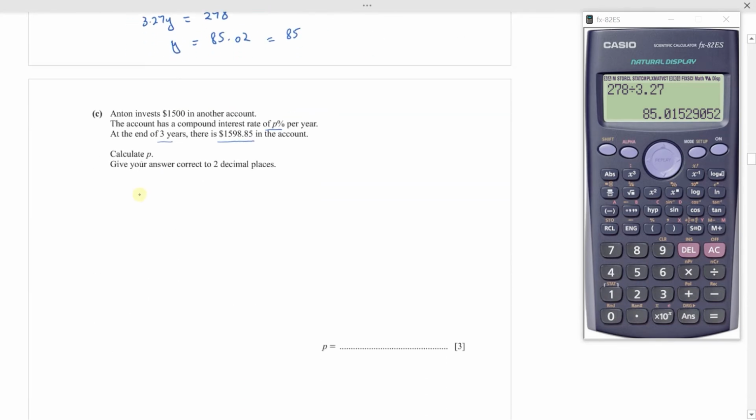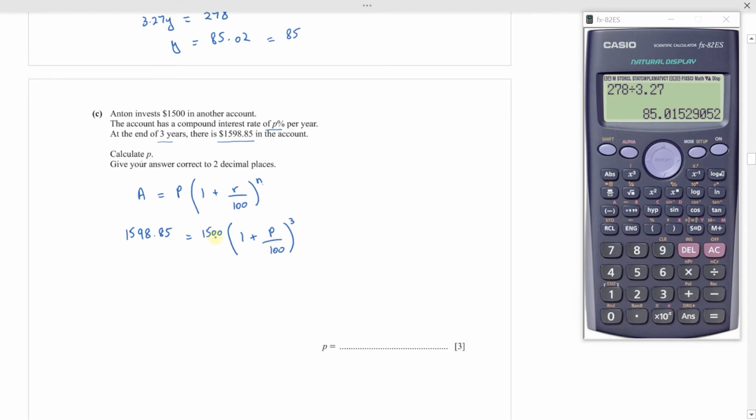So the compound interest formula is: amount in the bank will be your principal investment times 1 plus rate over 100 to the power n, where n is the number of years for which you invest the money. So the amount at the end of 3 years is 1598.85. The principal investment at the start was 1,500. 1 plus your rate is P%, so P over 100. And the time period is 3 years, so your power will be 3 here. So you only have P as the unknown in this equation.